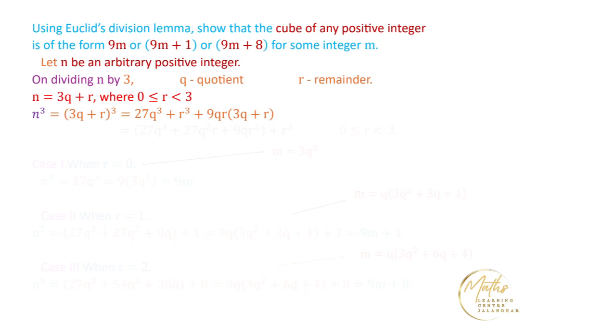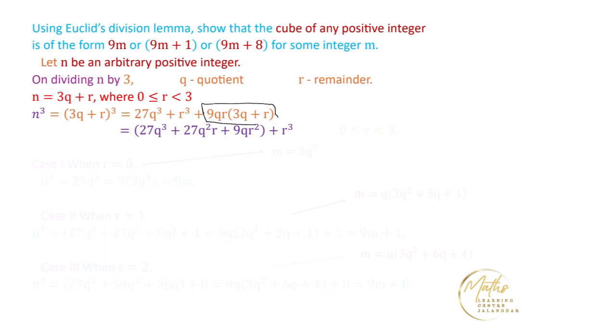Now if we adjust the terms, we obtain 27q cube, then the term 27q square r, then the term 9qr square. These terms are multiples of 9. And the last term that we are left with is plus r cube.